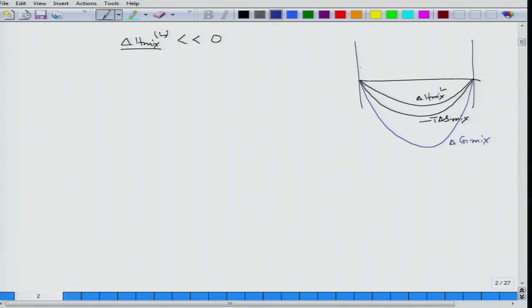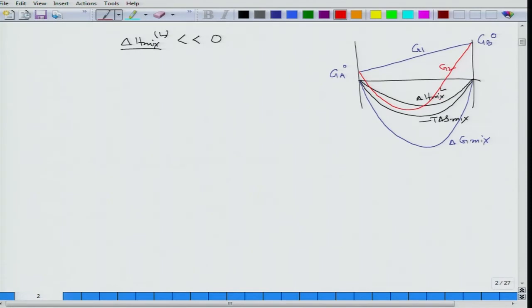And accordingly, if I try to see what happens to G2, that means this is G1, I know this is pure A, GA0, GB0. So, if I try to see G2 for that particular liquid phase, then G2 would have a very steep situation. This is the G2.